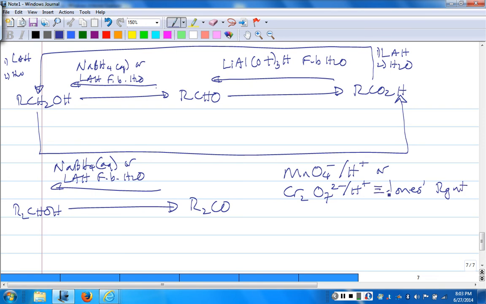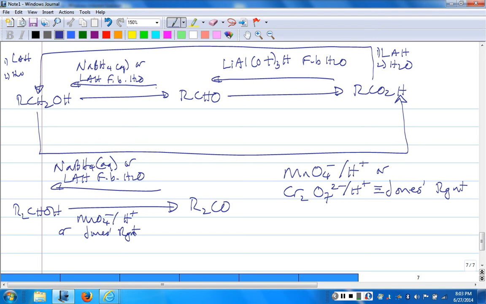So if I wanted to go from the primary alcohol to the carboxylic acid, I'd use acidified permanganate or Jones reagent. If I wanted to go from the secondary alcohol to the ketone, I would use acidified permanganate, or I could use Jones reagent. They will oxidize this to the ketone and stop because the ketone is not further oxidizable.